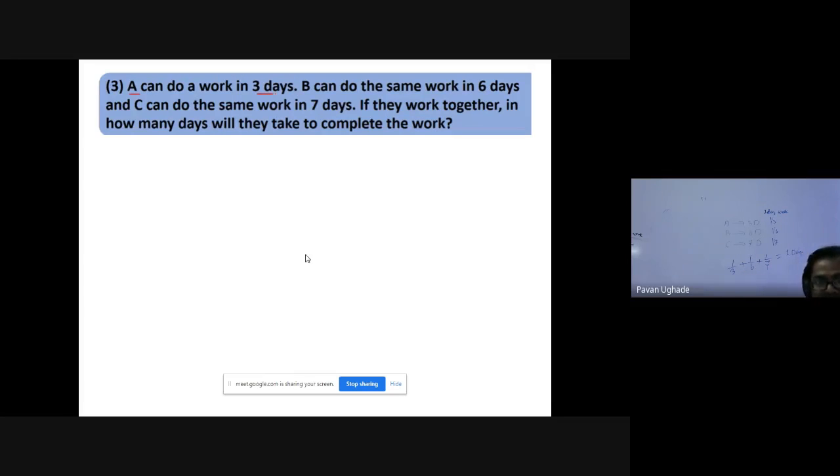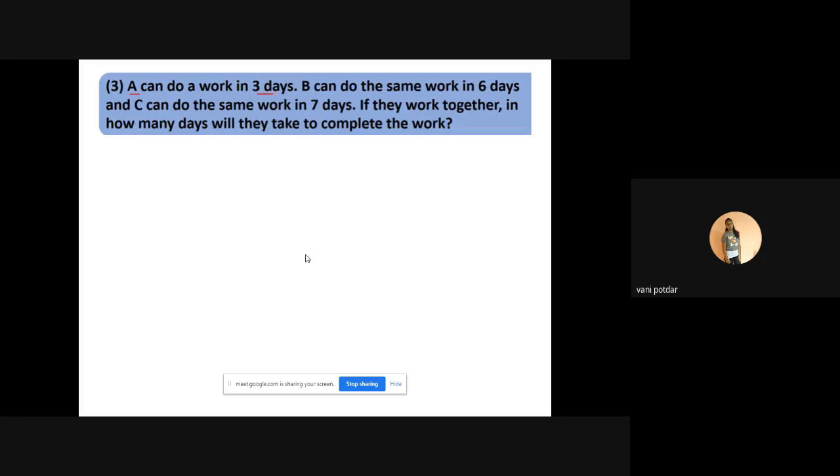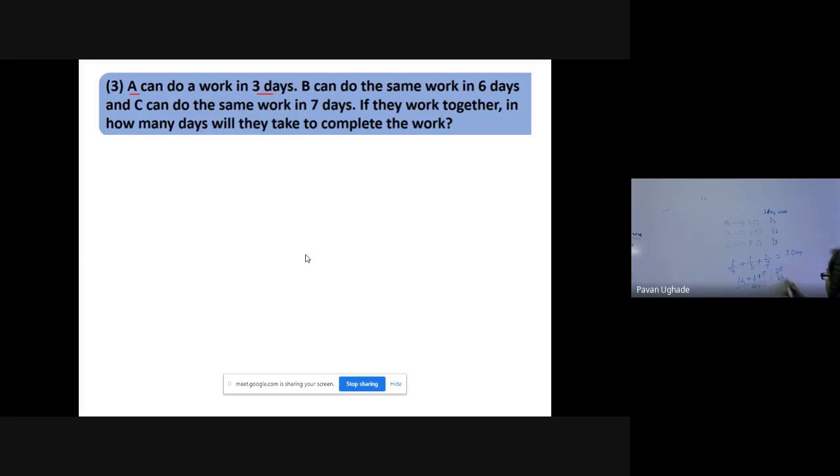42 will be the LCM here, and you multiply by 42 everywhere. How much will it come? This is 14 plus 6 plus 7 divided by 42. So it is 27 divided by 42, which is 9/14. So this 9/14 is taken in 1 day. So what is the total time? Tell me quickly. 14 by 9. So the total time taken to finish the work is 14/9 days.